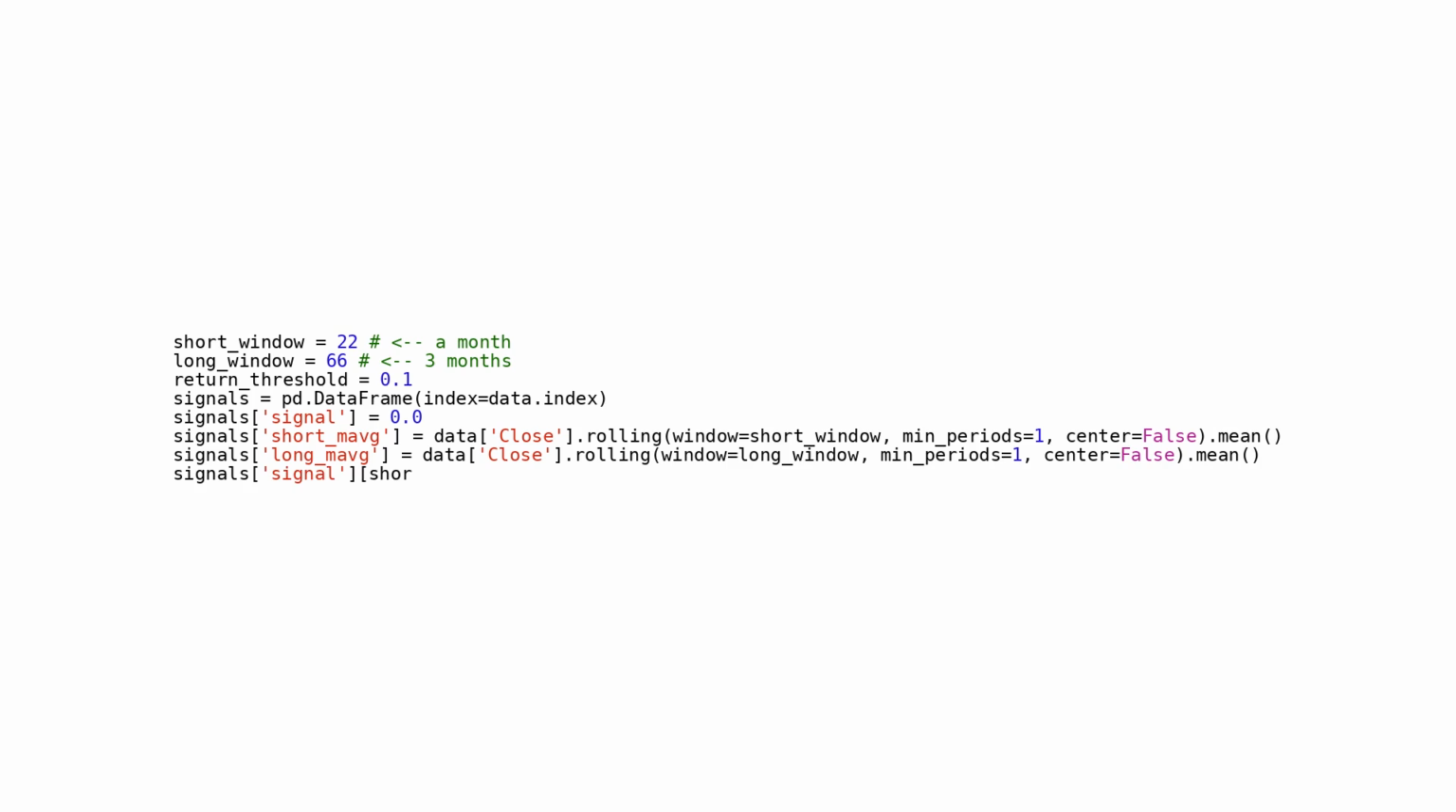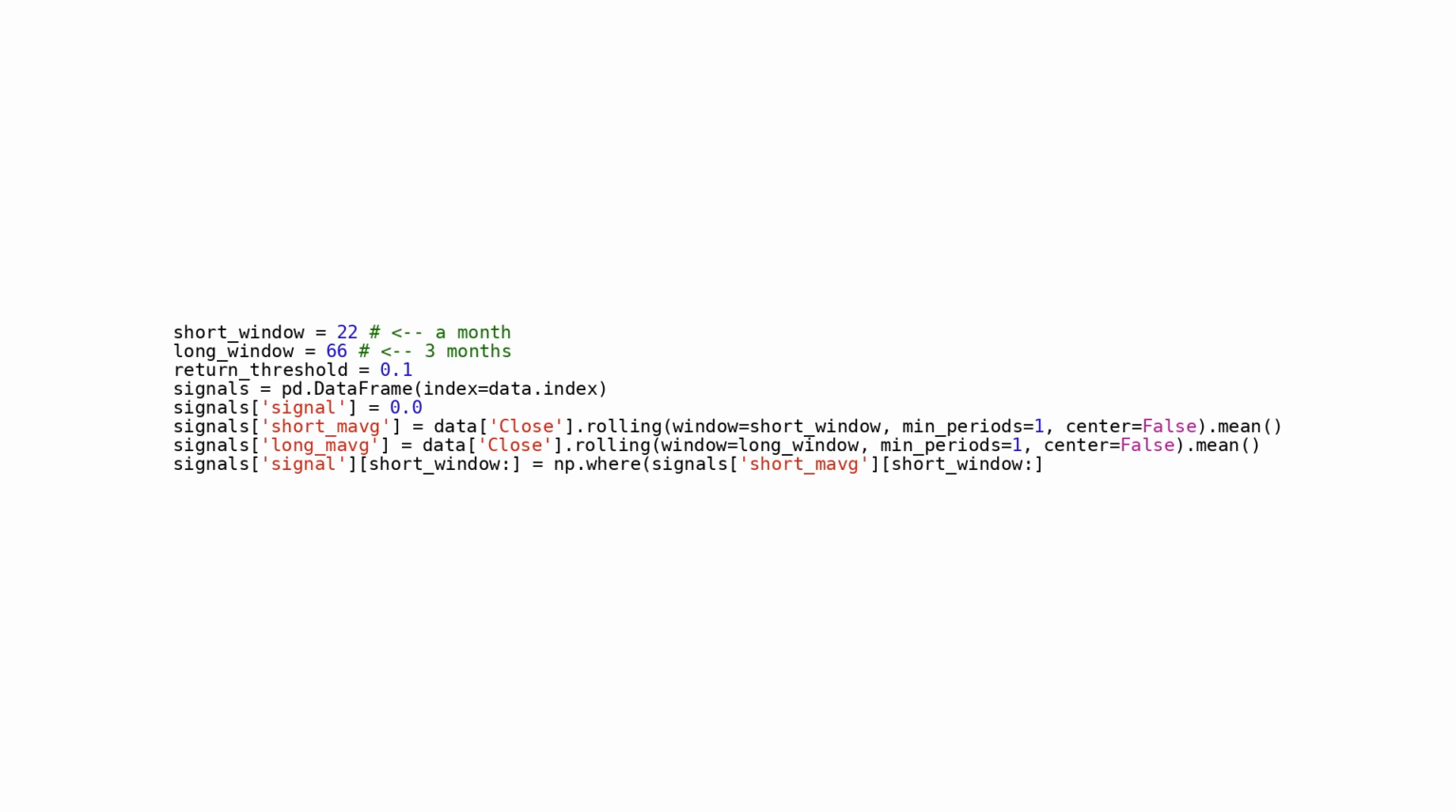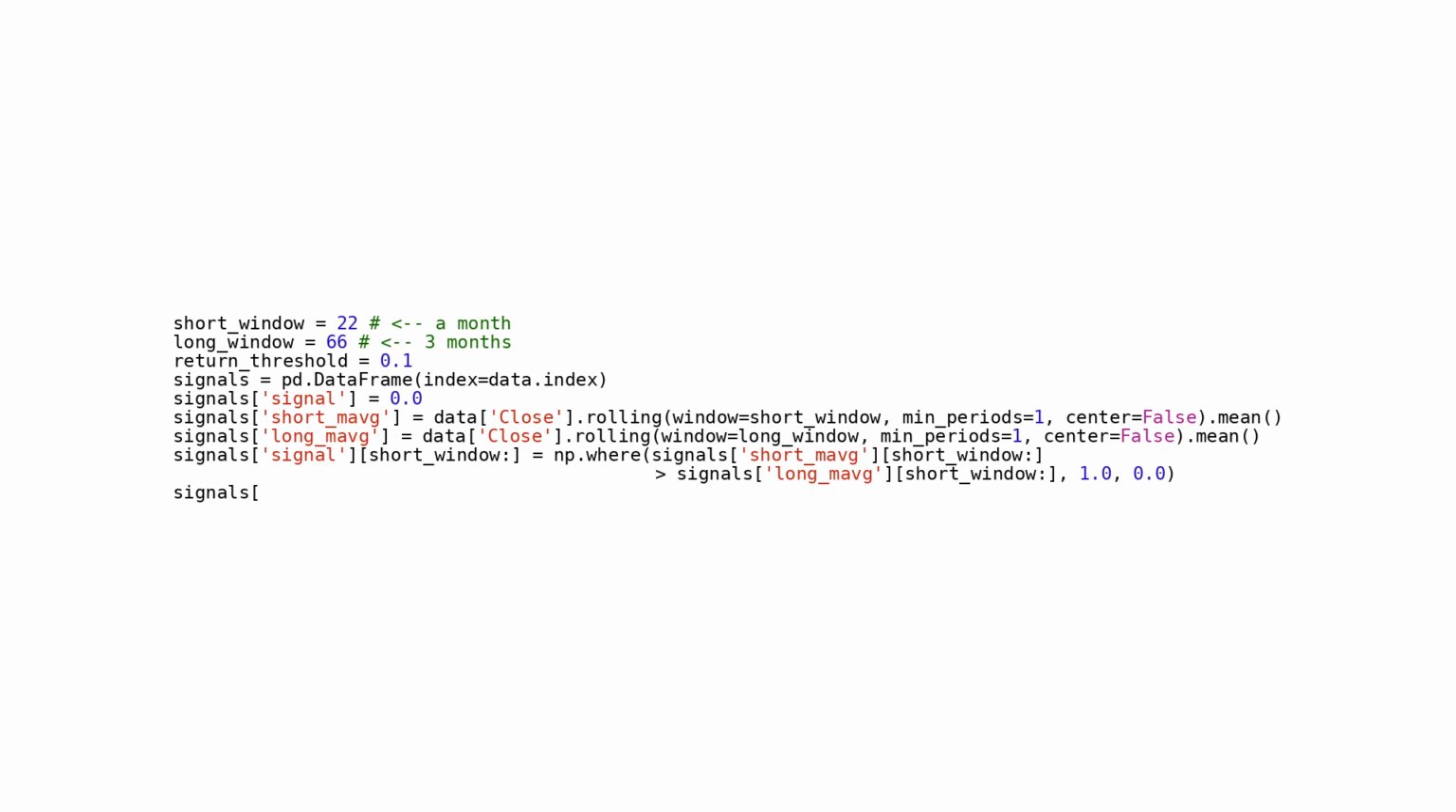Calculate short-term moving average, short_MAVG, and long-term moving average, long_MAVG, using the specified windows on the closing prices of the financial instrument. 5. Generate buy 1.0 and sell 0.0 signals based on the crossover of short-term moving average over long-term moving average and store these signals in the signal column of the signals data frame.